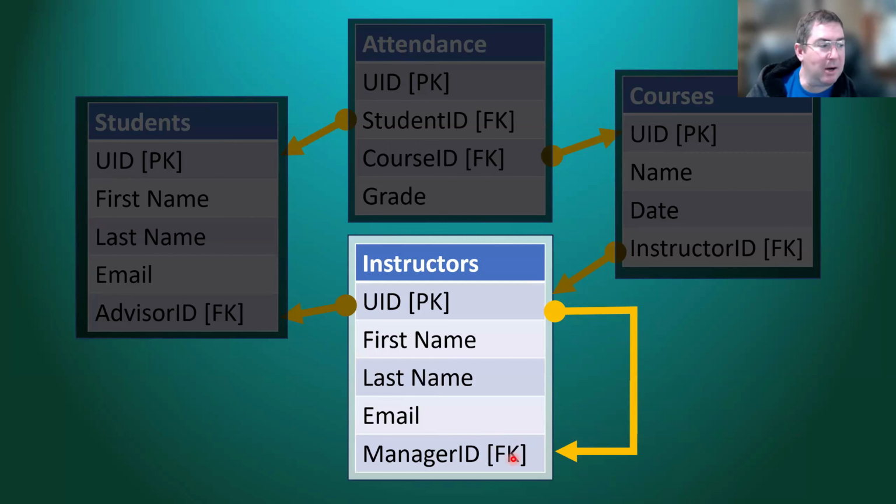And this creates a hierarchical model or a hierarchical relationship among instructors, where one instructor can be manager to other instructors or even to themselves. So they could have a manager ID that points to their own. And that's what this relationship here is showing, that it's a self-referential relationship.